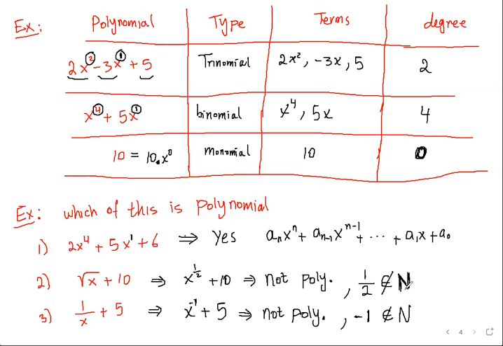Okay. Any questions so far? So now we will learn how to add and subtract polynomials. Now we know the meaning of polynomial. This is a polynomial, this is not a polynomial, this is not a polynomial. So we learned what polynomials look like, and we also learned about trinomials, binomials, and monomials. Now we're going to learn how to add and subtract polynomials.